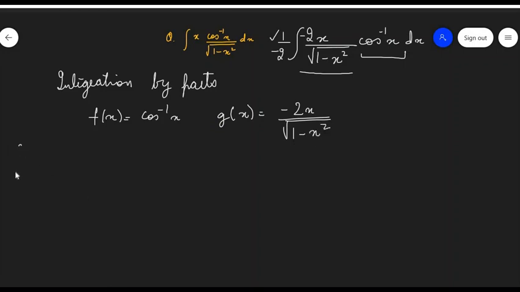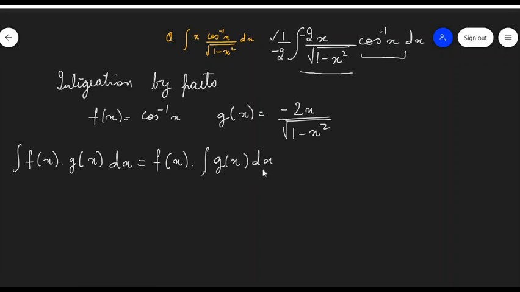I also know that integration by parts tells me that integration of two functions f of x into g of x can be calculated as first function, that is f of x, into integration of second function, that is g of x, minus integration of g of x into differentiation of first function and dx. Let us put the first function and second function in this formula and start solving.